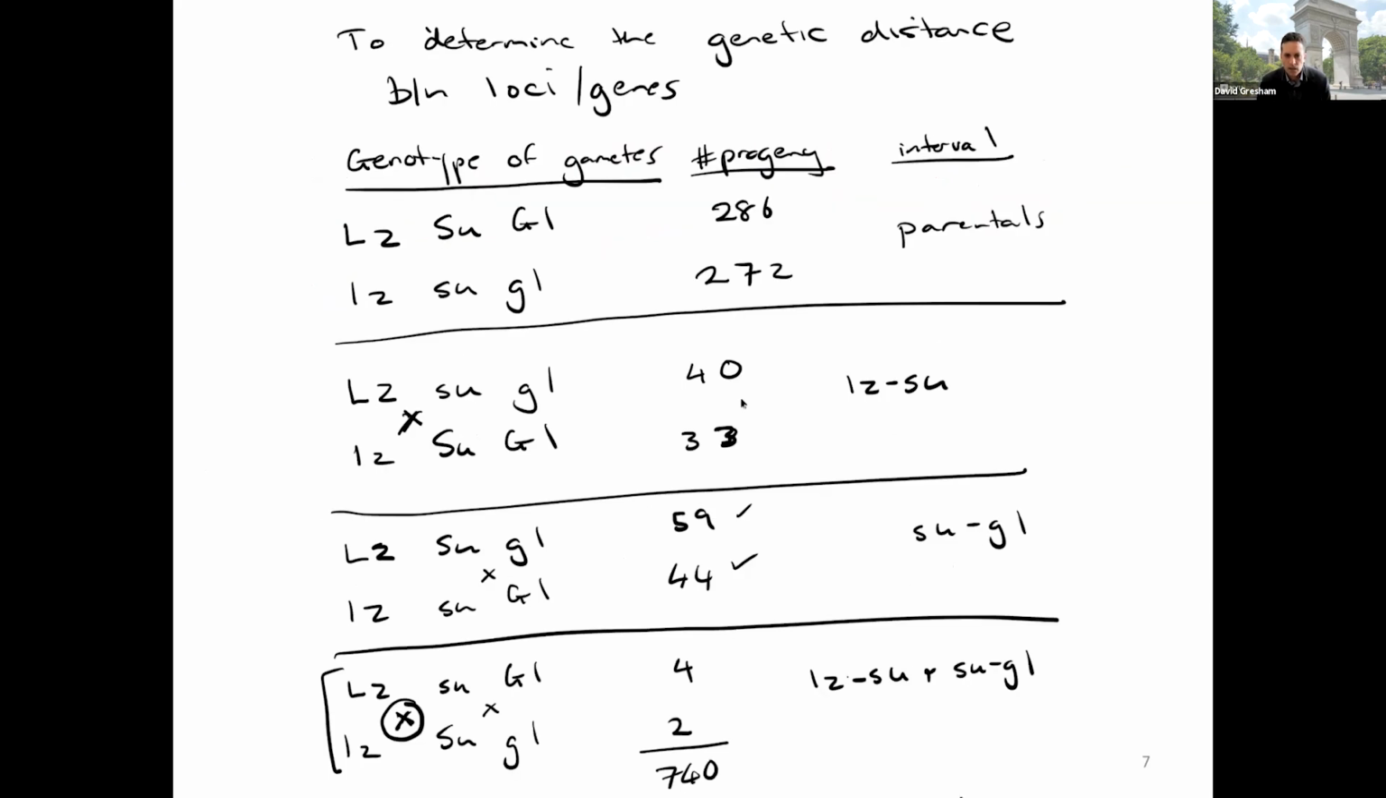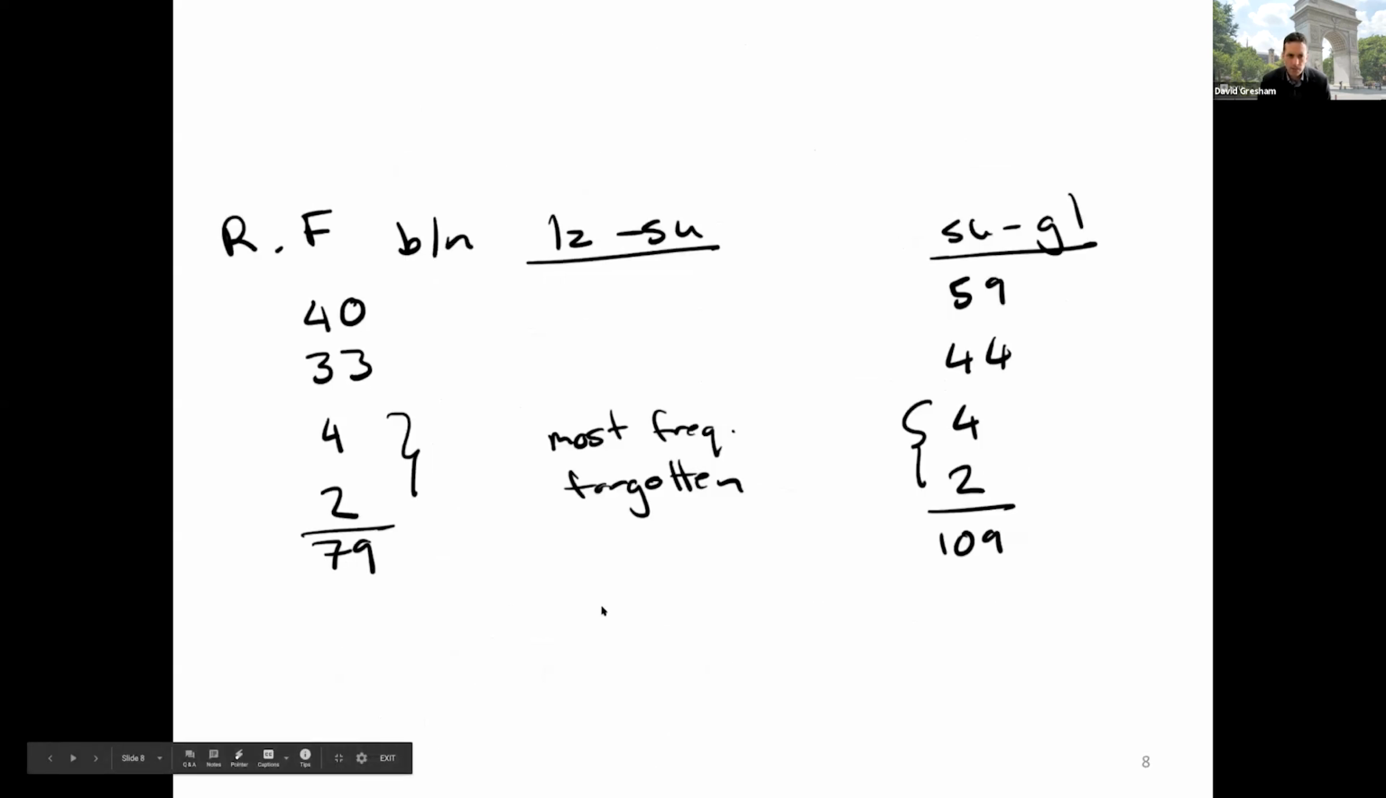And then we can compute the recombination frequency between the LZ gene and the SU gene, and between the SU gene and the GL gene. We do this by reorganizing this table and counting how many times we see recombination between LZ and SU, SU and GL, remembering to include the double recombinant events, okay? And from that, we simply compute frequencies to get the recombination fraction.